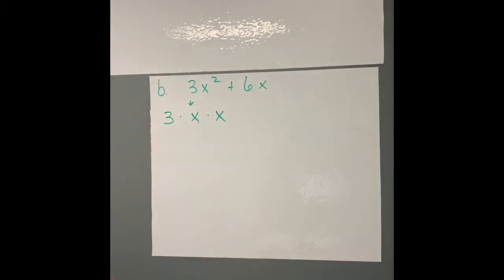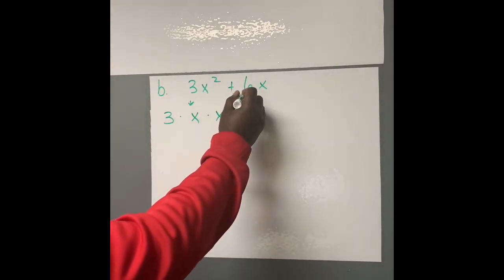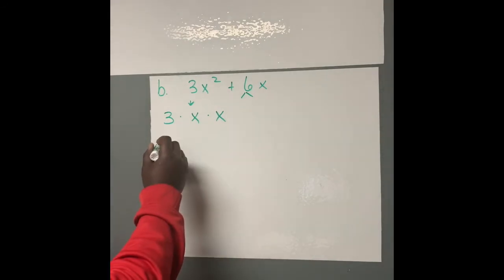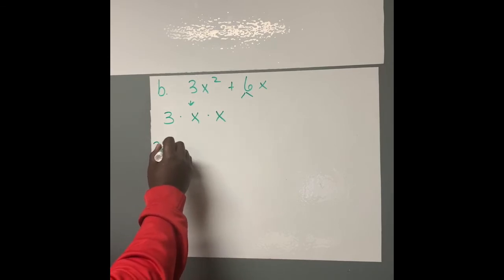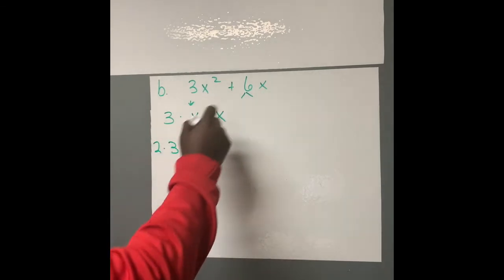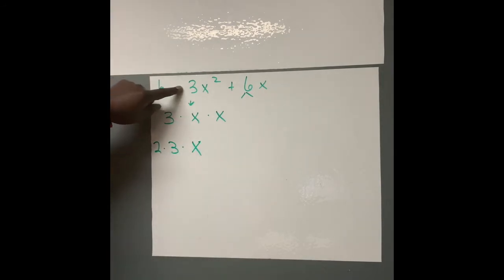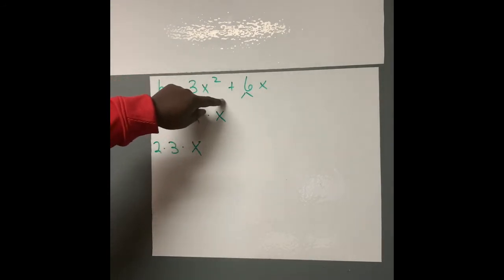Now, the number 6. I'm going to break it down first by its number, into prime factors, which means numbers that are only divisible by 1 and itself. We're going to get 2 times 3 times x. So we have now broken our 3x squared down, and we've also broken down our 6x.